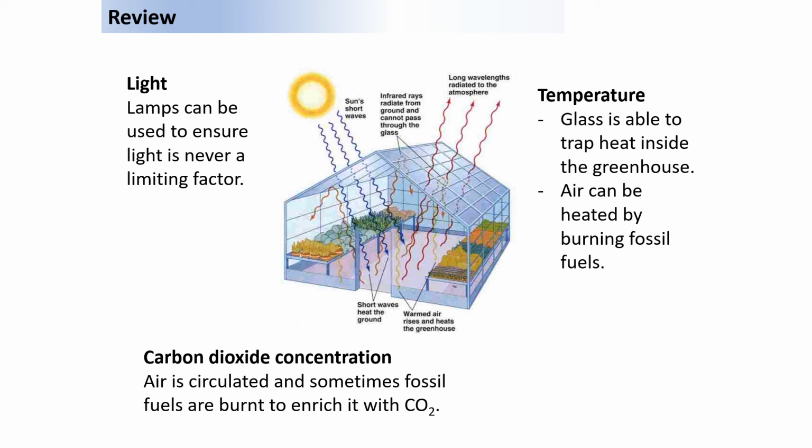Temperature: the glass is able to trap the heat inside the greenhouse. Air can be heated by burning fossil fuels too. So the temperature cannot be a limiting factor. So if the farmers can manage light intensity, carbon dioxide concentration and temperature, therefore they won't suffer from any limiting factor which will limit the rate of photosynthesis.